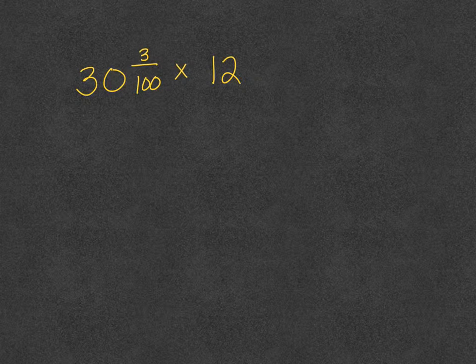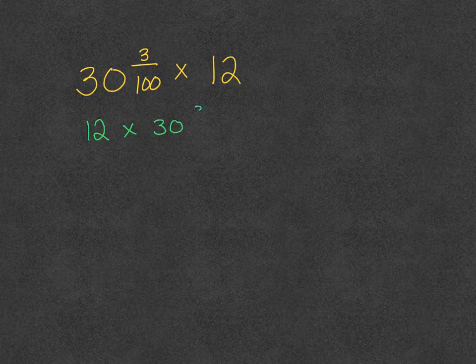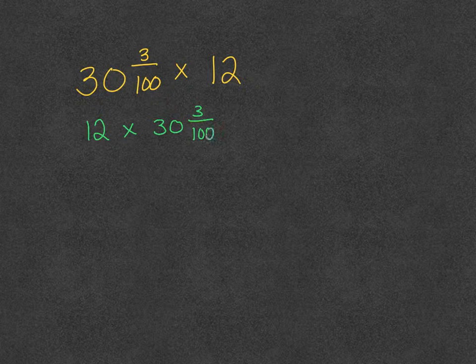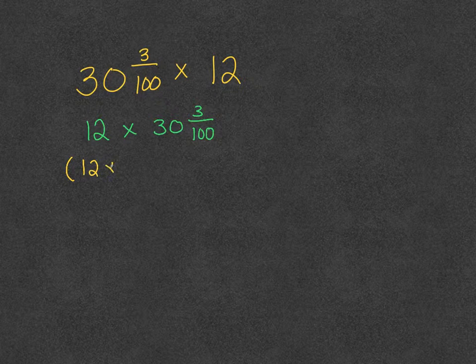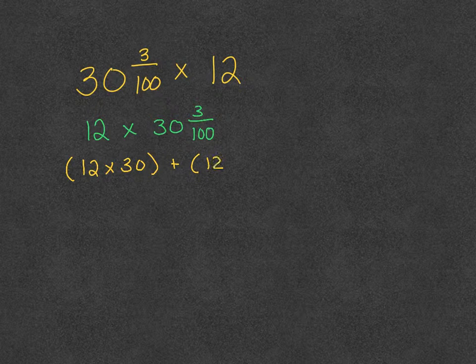Continuing with the distributive property for 30 and 3/100 times 12. Well, in this problem, they just used the commutative property and switched the numbers around. So we could still use the commutative property and switch it right back. So I'm going to do 12 times 30 and 3/100. And using the distributive property, let's set the parentheses up. That means I have 12 copies of 30 plus 12 copies of 3/100.